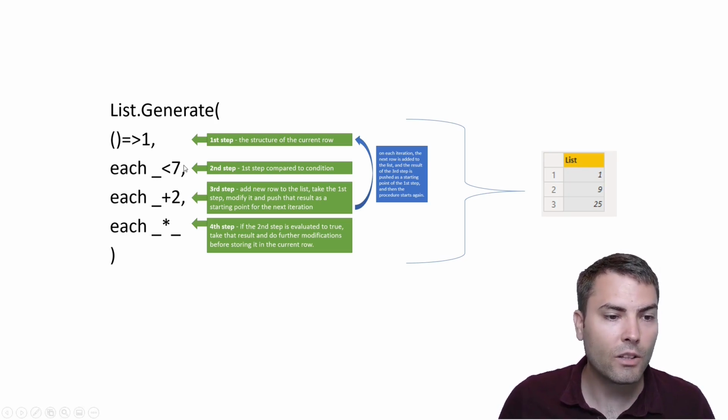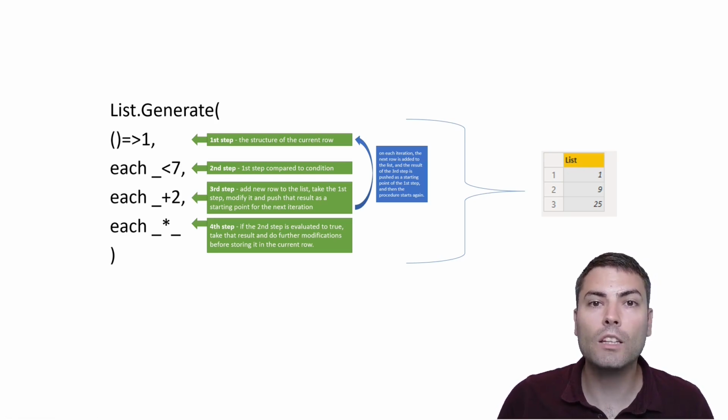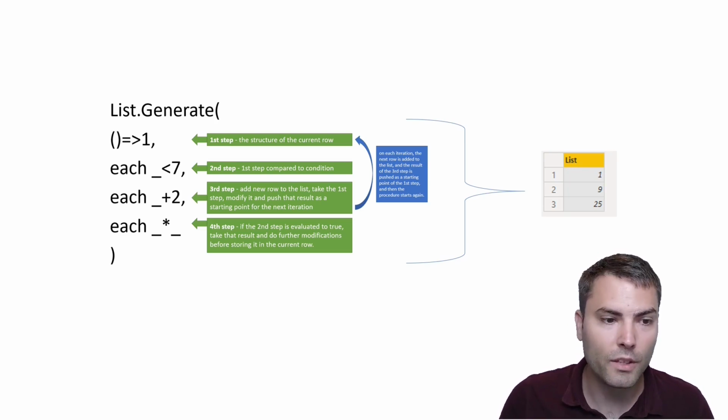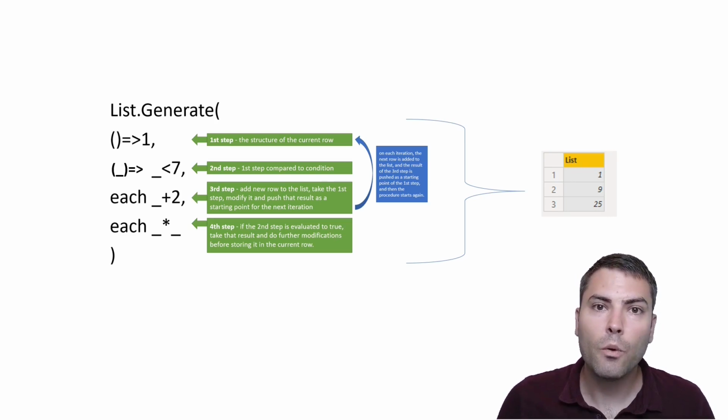Now let's head over to the second argument. As we can see, each keyword is present in all other parameters of the function. Each is syntactic sugar for an unnamed variable which is holding the current row of an iteration. The following line could also be written as this, where underscore represents the record from the current iteration of the list, or the initial state.